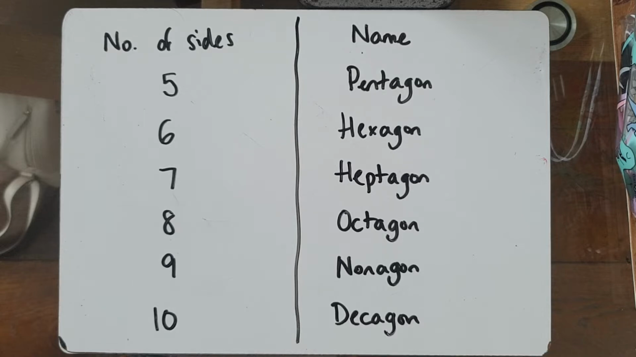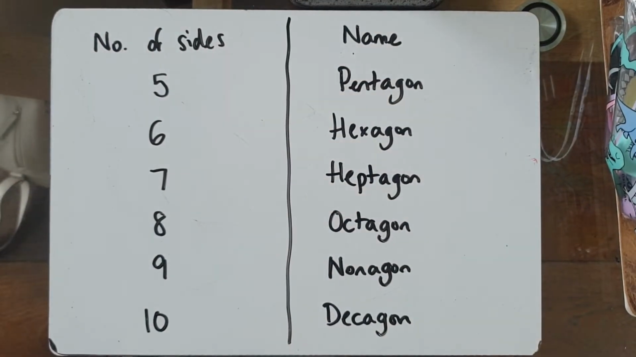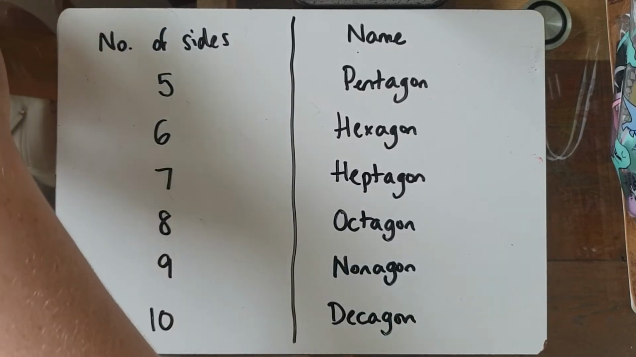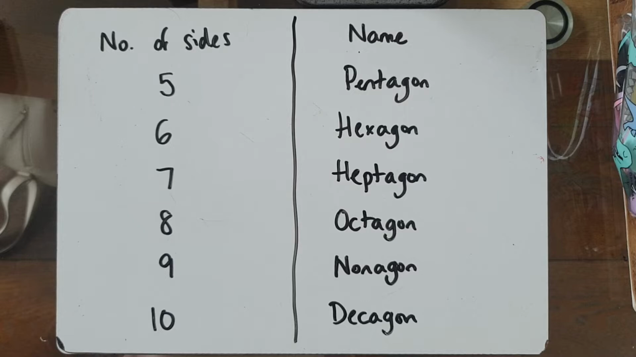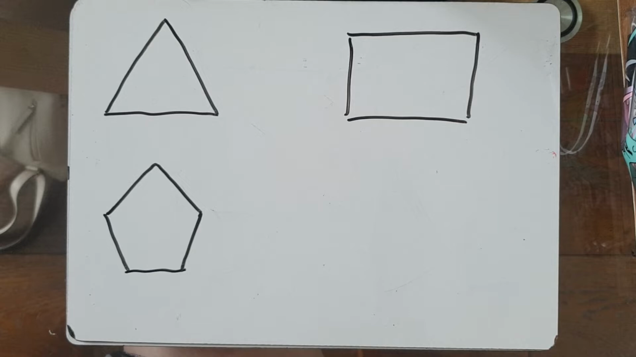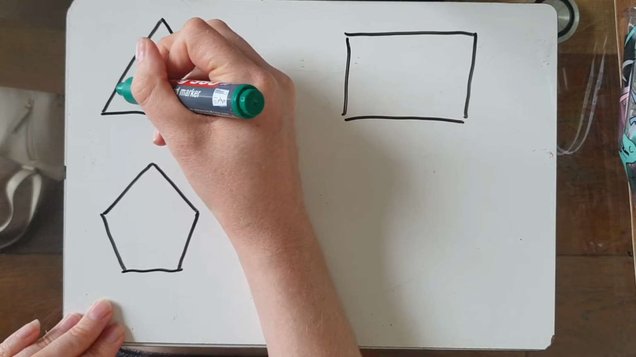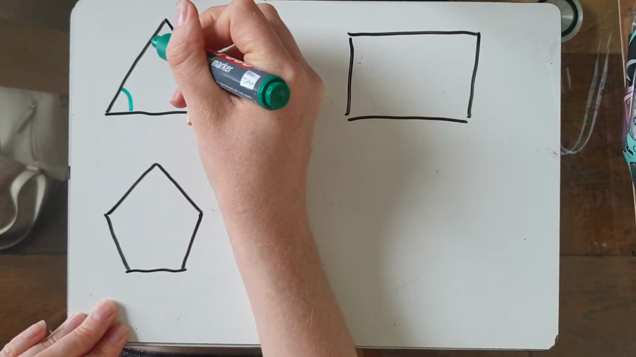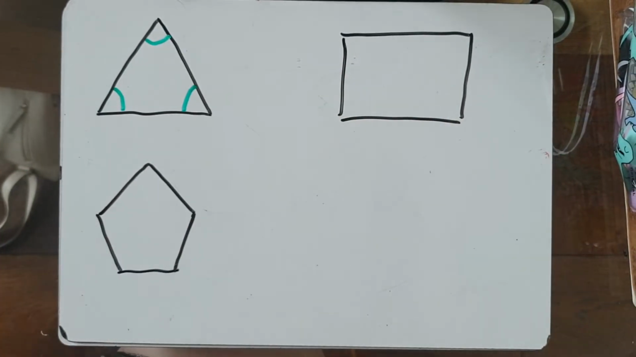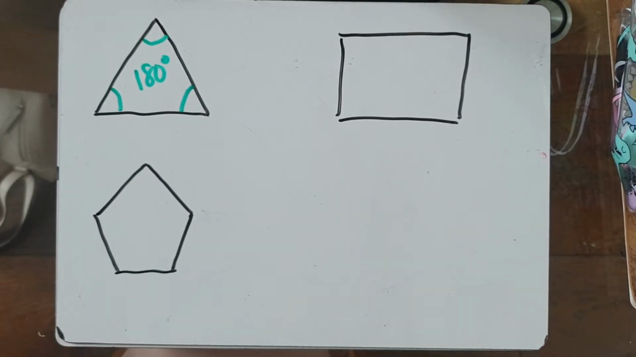Okay, so those are some different names of polygons. We are now going to have a quick look at symmetry and interior angles. When we talk about the interior angles of a polygon, they are the angles inside of the polygon. So the interior angles of the triangle are all of these angles. They're the interior angles and they will add up to a certain value. In this case it is 180 degrees.